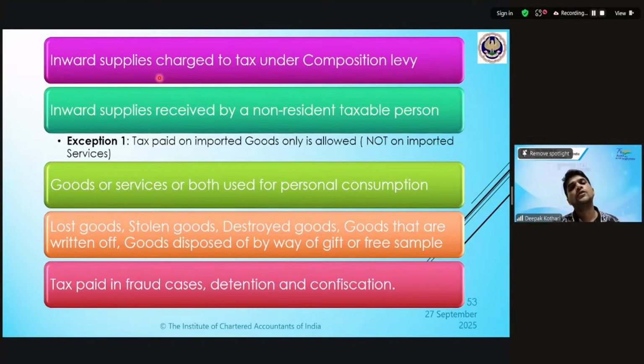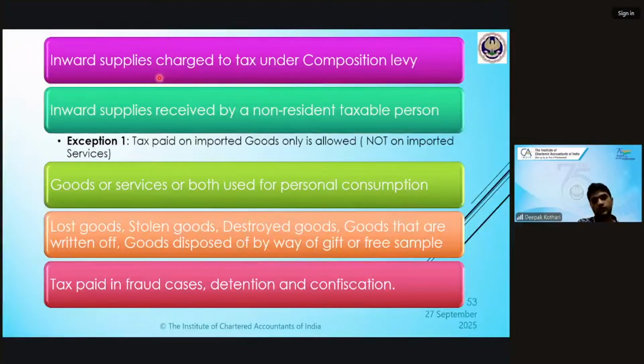Okay. So inward supplies which are blocked, we have understood in this slide: any tax under the composition scheme, and tax received on any inputs by a non-resident taxable person, he cannot claim it. Goods and services used for personal consumption are definitely not available.